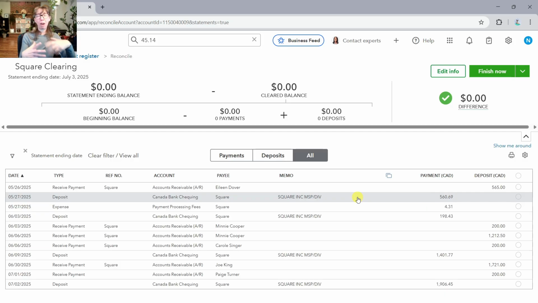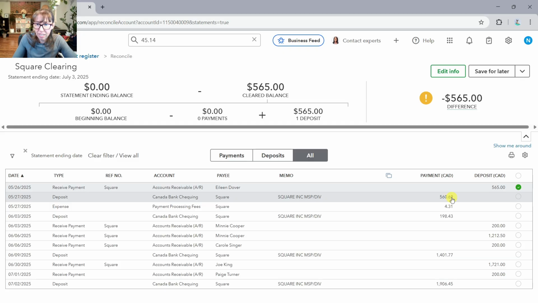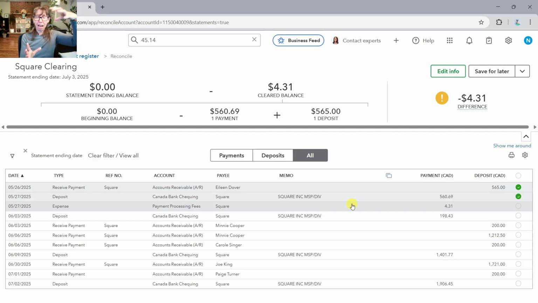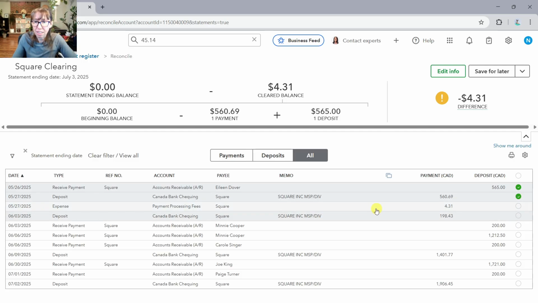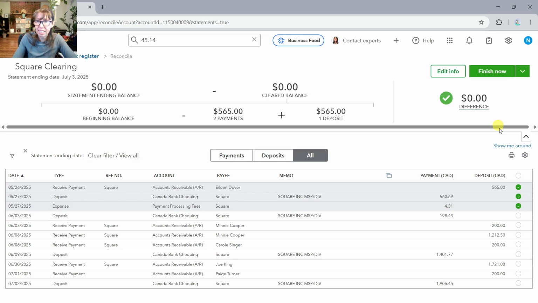So in May, I did talk about how to do Square deposits on an individual basis, which is fine if you only have 2 or 3 a month. But if you've got a bunch, then we'll just use a clearing account. And this is me showing you how to use a clearing account. So May was actually pretty straightforward. So here is Eileen, the money coming into the clearing account for $565. And then the money that went into the bank was only $560.69. And back in May, we had that payment receipt that showed us that the fees related to this $565 was $4.31. And so you can see that is how we reconcile. That is how we get to 0.